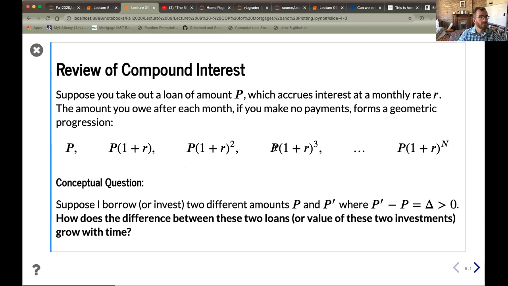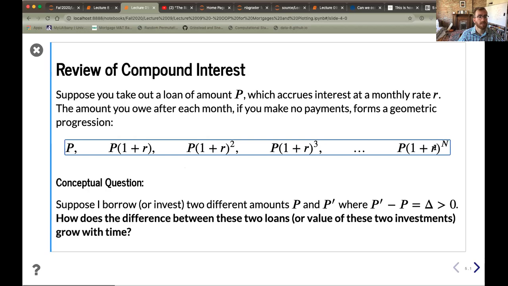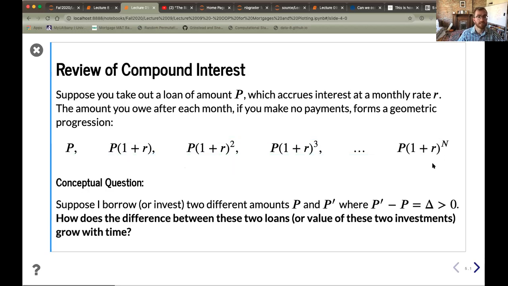And so if you make no payments over n pay periods, you think of this as in years or in months, depending on whether R represents yearly interest or monthly interest, then this is the amount that you end up owing after n repayment periods if you don't make any repayments. You'll notice that this grows exponentially. And that's really the miracle of compound interest, that a small amount of money grows exponentially with time.